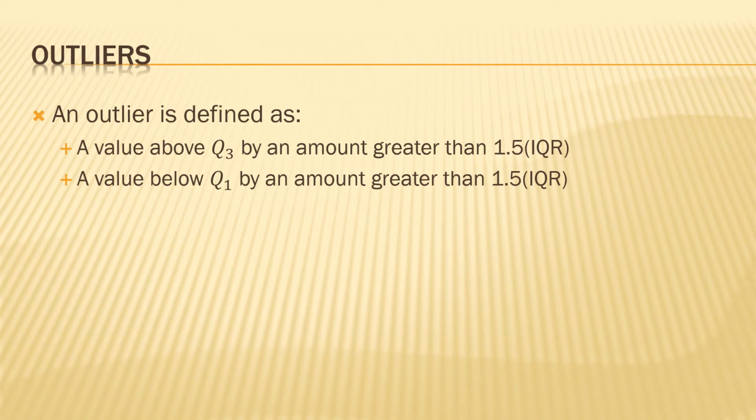Outliers in data are numbers that are a little bit out of whack. We tend to have some outliers when we're doing statistics. An outlier will always be defined as any value above the third quartile that is an amount greater than 1.5 times the interquartile range. On the other side, it can also be below the first quartile value by an amount that's greater than 1.5 times the interquartile range. It's very important to know that 1.5 times the interquartile range will end up determining your outliers.